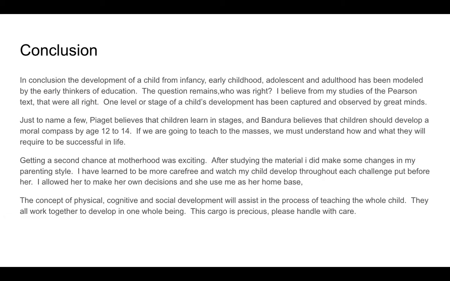And in conclusion, the development of a child from infancy, early childhood, adolescence, and adulthood has been modeled by the early thinkers of education. The question remains, who was right? I believe from all my studies of the Pearson text that they were all right. One level or stage of a child's development has been captured and observed by great minds. Just to name a few, Piaget believes that children learn in stages, and Bandura believes that children should develop a moral compass by age 12 to 14. If you're going to teach to the masses, we must understand how and what they will require to be successful in life.